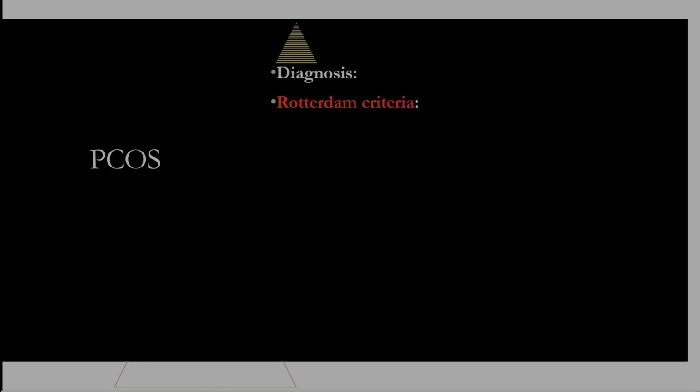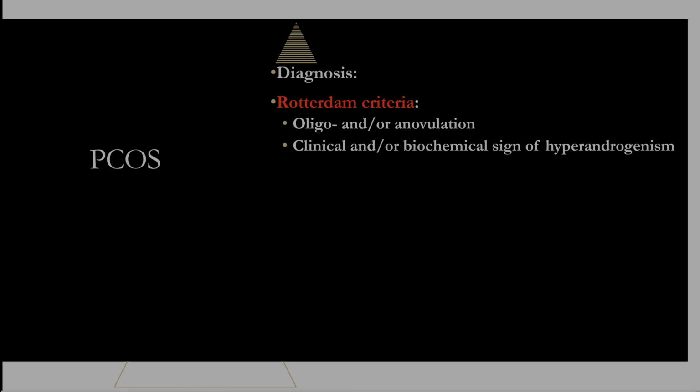To make the diagnosis of PCOS, you need to have 2 out of the 3 based on the Rotterdam criteria. The first is oligo-ovulation or anovulation, which will generally manifest with menstrual irregularity, like we talked about before, so infrequent or absent menstrual cycles. The next is clinical and/or biochemical signs of hyperandrogenism. So this means either the patient has clinical signs of hyperandrogenism, so hirsutism, acne, etc., or they have biochemical signs of hyperandrogenism, so you obtain labs and they have elevated testosterone levels.